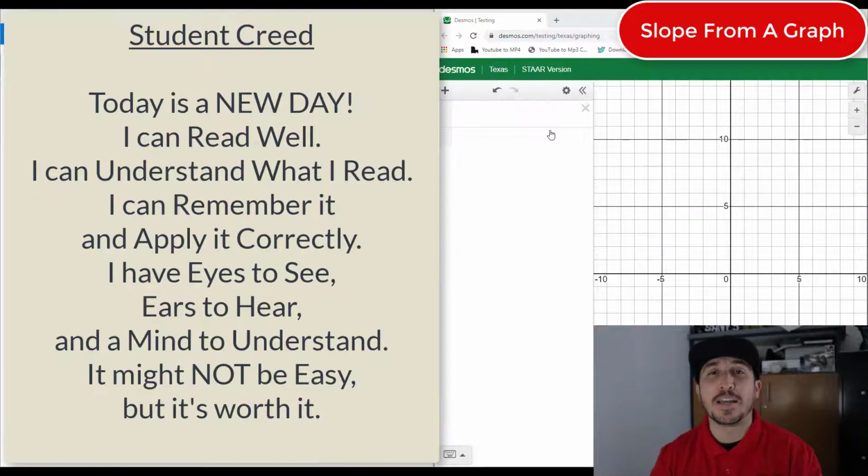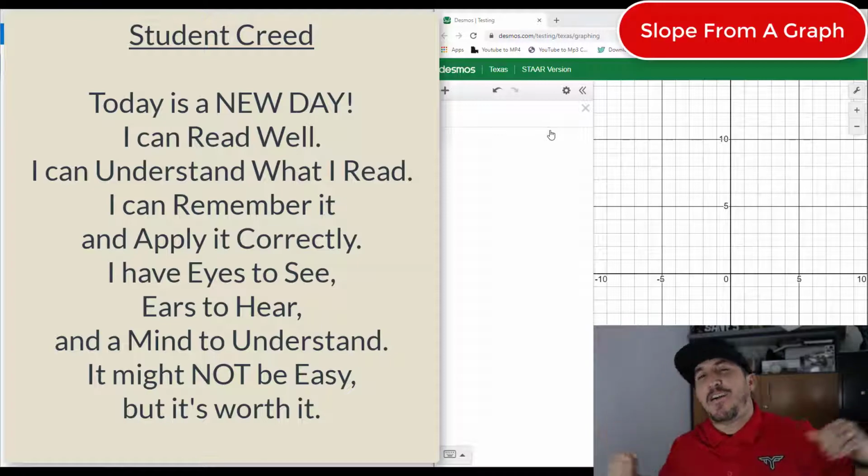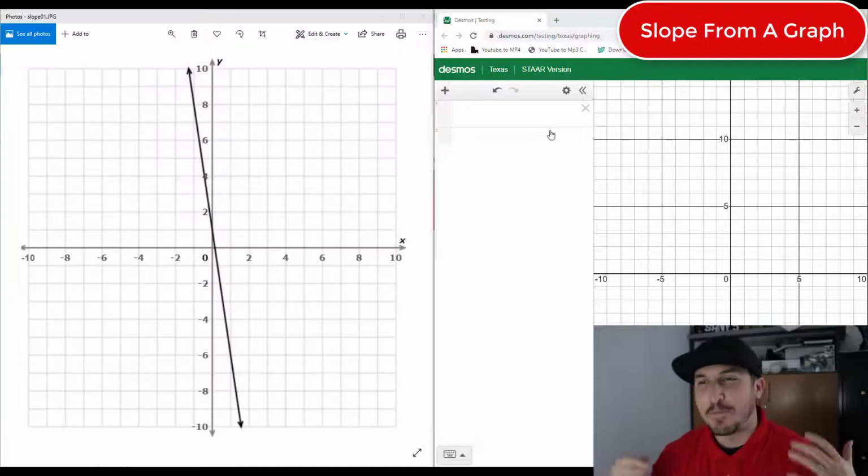Now let's get our student creed in so we can learn everything and be fantastic, right? Student creed on 3, ready? 1, 2, 3. Today is a new day. I can read well, I can understand what I read, I can remember it and apply it correctly. I've got eyes to see, ears to hear, and a mind to understand. It might not be easy, but it's worth it. Oh, it always just feels like a good stretch before we get into this stuff.